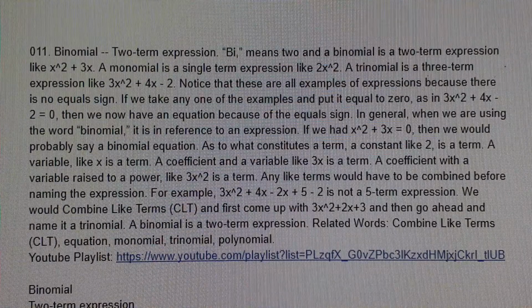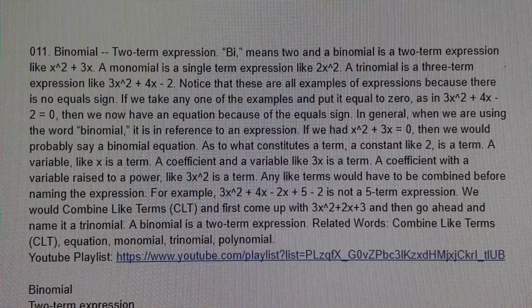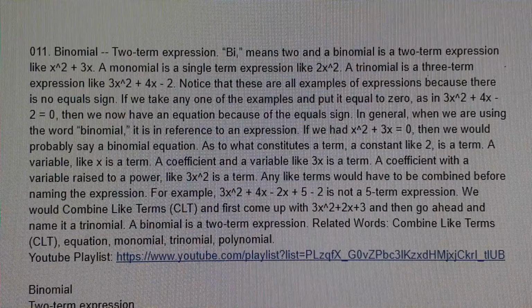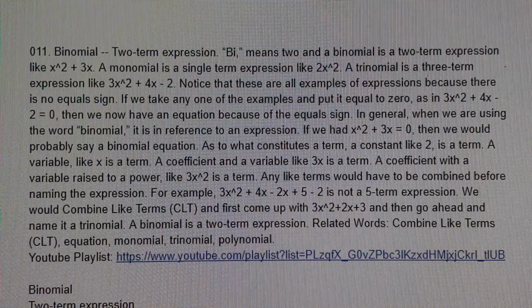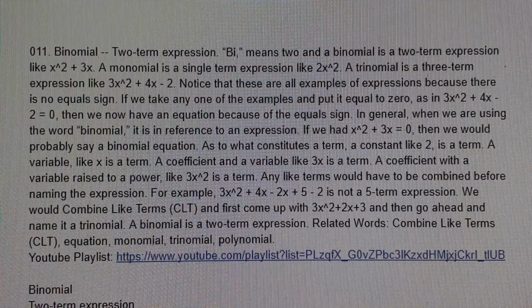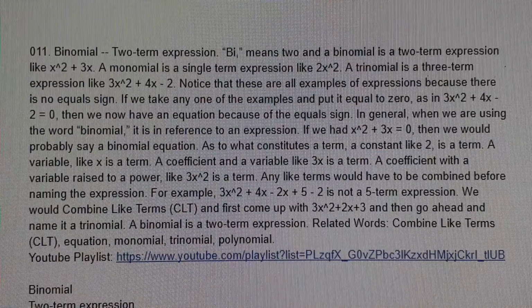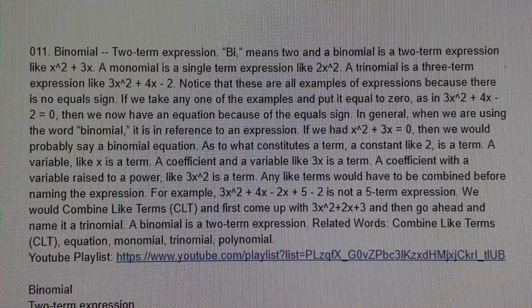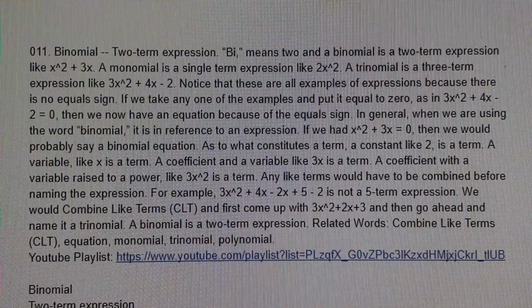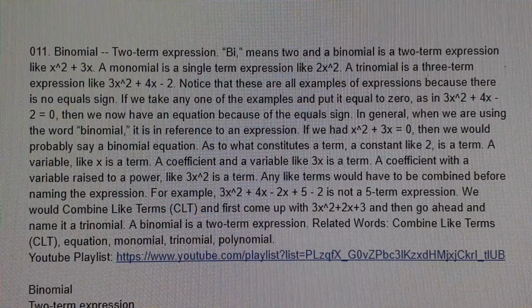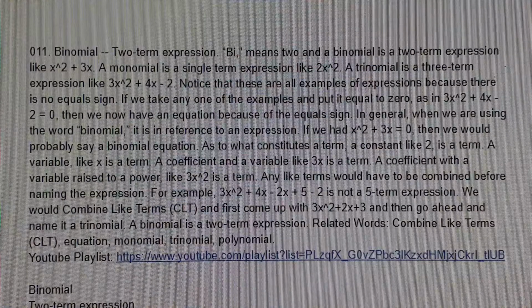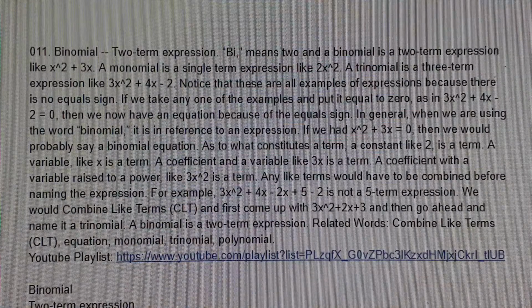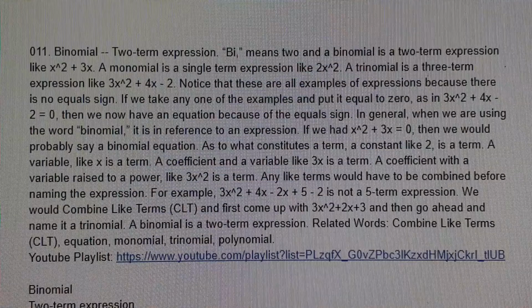If we take any one of the examples and put it equal to 0, as in 3x squared plus 4x minus 2 equals 0, then we now have an equation because of the equals sign. In general, when we are using the word "binomial," it is in reference to an expression. If we had x squared plus 3x equals 0, then we would probably say a binomial equation.